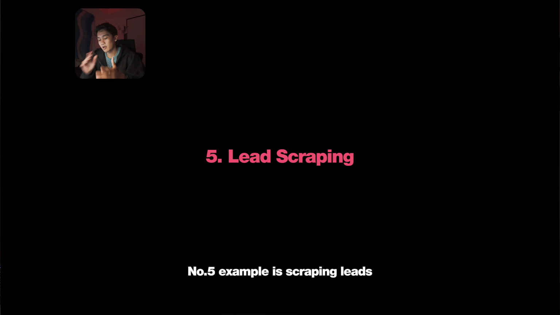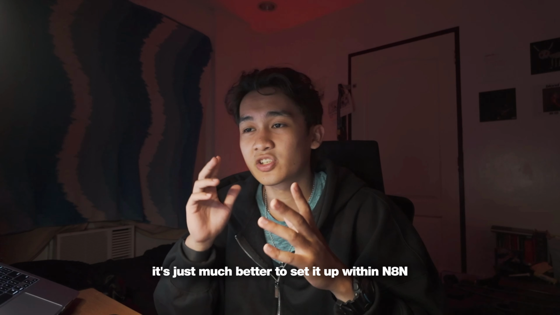Number five example is scraping leads. If you were to set up an automation system for scraping leads for a business, it's just much better to set it up with n8n, because you're now working with hundreds, if not thousands, of records of people.